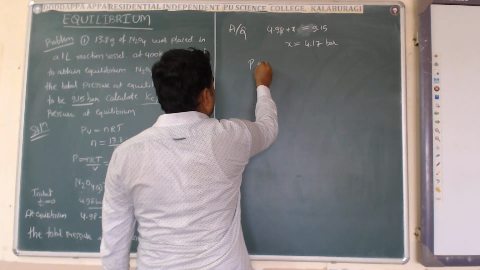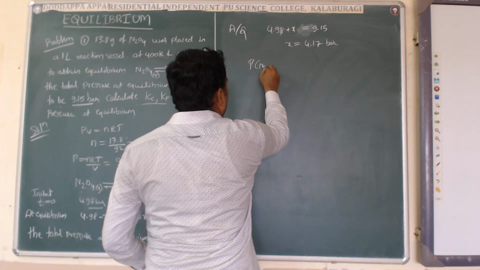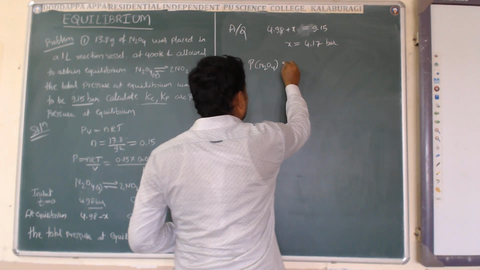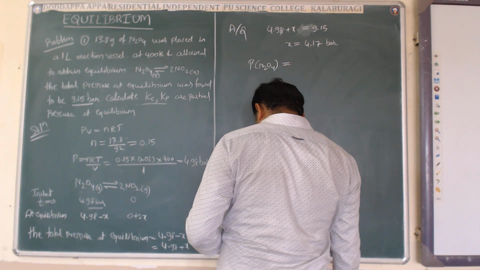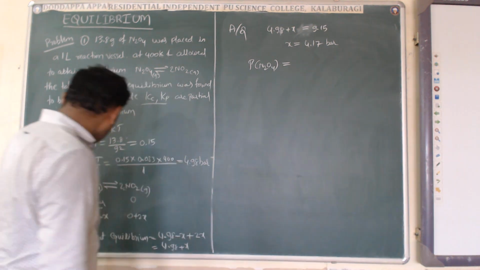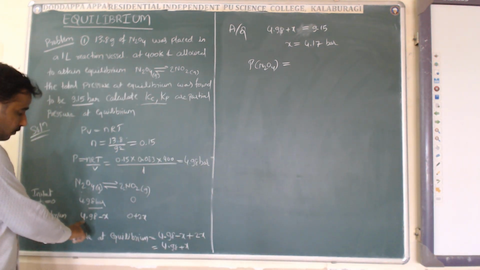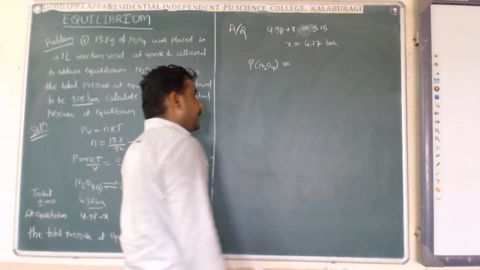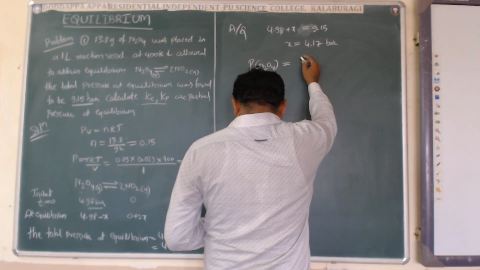The partial pressure of N2O4. What are the values given here? The partial pressure of N2O4 is 4.98 minus x. You have to write down 4.98 minus x here.